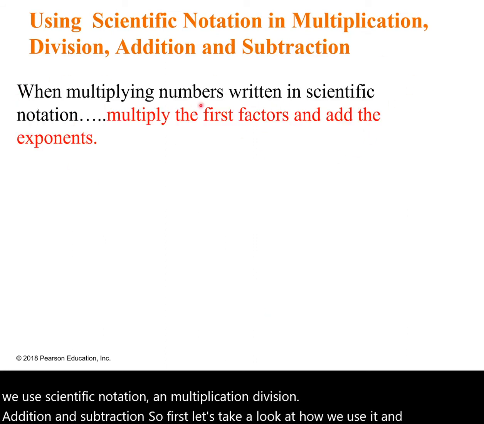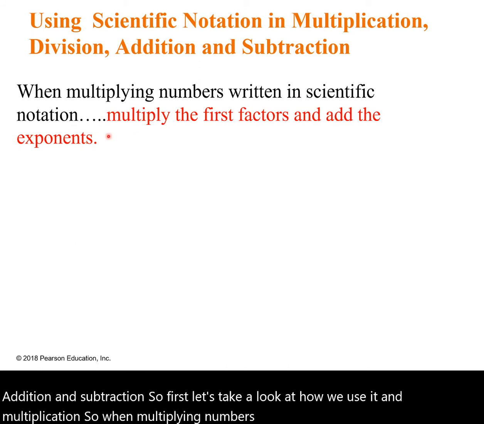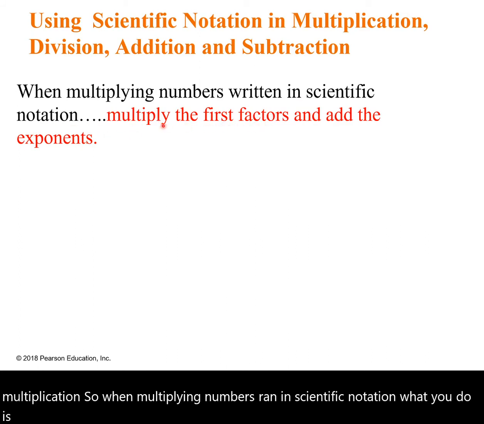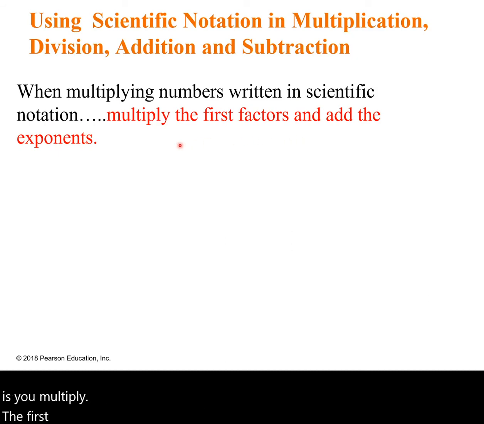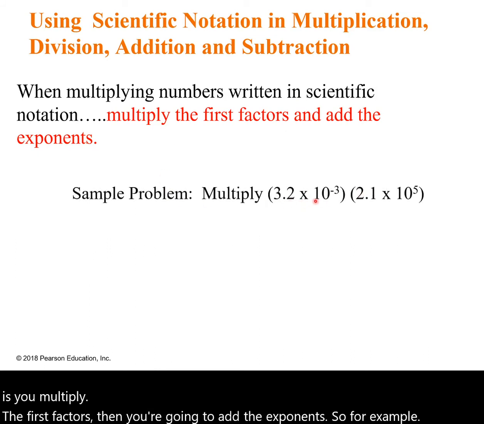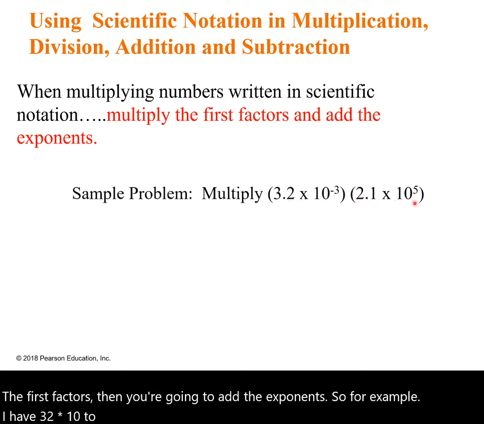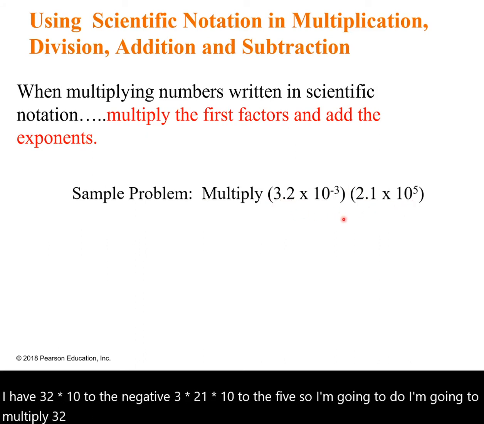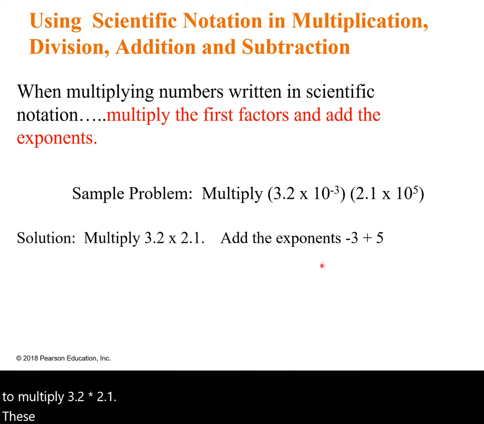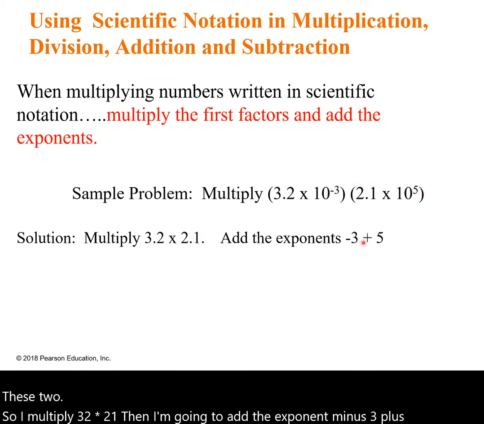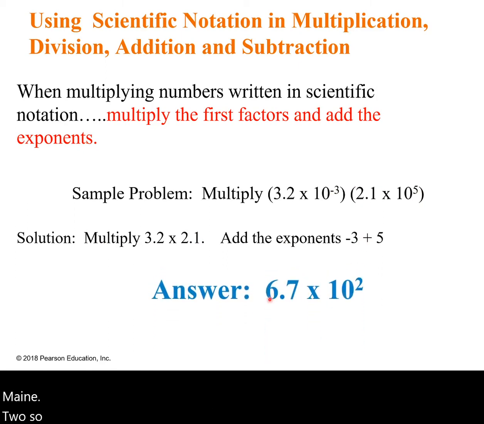When multiplying numbers written in scientific notation, what you do is you multiply the first factors, then you're going to add the exponents. Okay, so for example, I have 3.2 times 10 to the negative 3 times 2.1 times 10 to the 5. So all I'm going to do, I'm going to multiply 3.2 times 2.1. Then I'm going to add the exponents. Minus 3 plus 5 will give me 2. So the answer will be 6.7 times 10 to the 2.